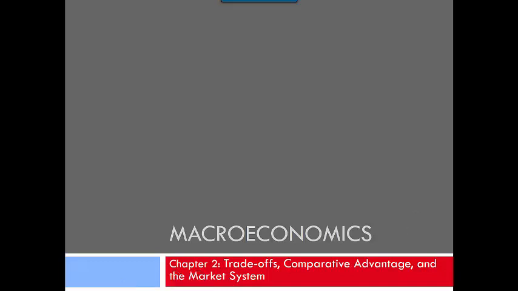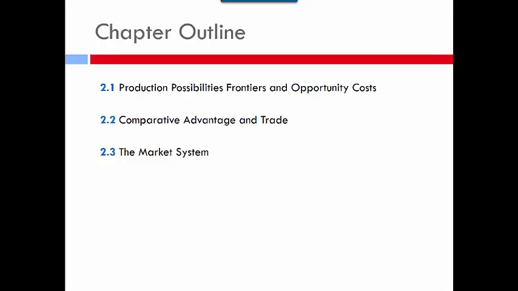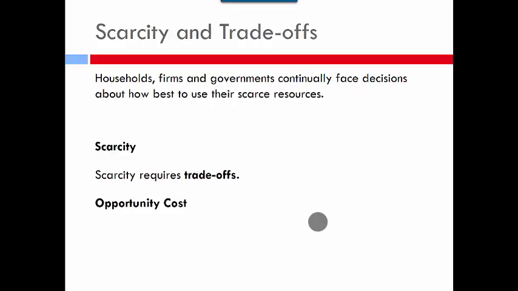All right, chapter 2, where we talk about trade-offs, comparative advantage, and the market system. So we have 3 sections for this chapter, and I'm going to divide this video into 3 parts, one for each one. First we want to talk about the production possibilities frontier and opportunity cost. Then we'll move on to comparative advantage and then the market system in general.